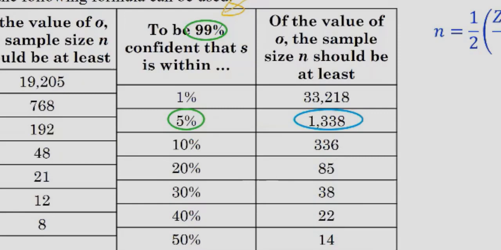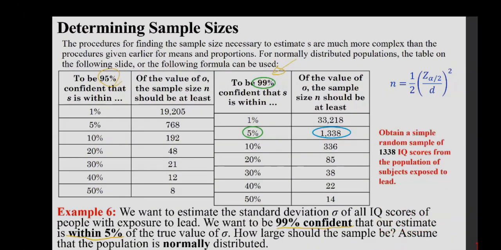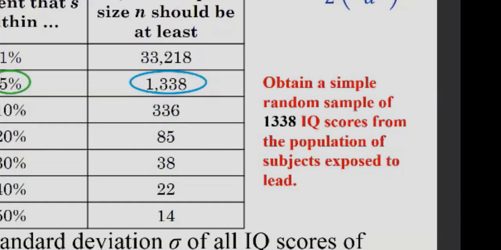That's the sample size you need. By the way, when it says this is at least the sample size you need, that means obviously anything larger than that will do the job. And remember the limitation of time and money. That's why we are interested in a minimum sample size. So therefore, we need to obtain a simple random sample of 1,338 IQ scores from the population of subjects exposed to lead.